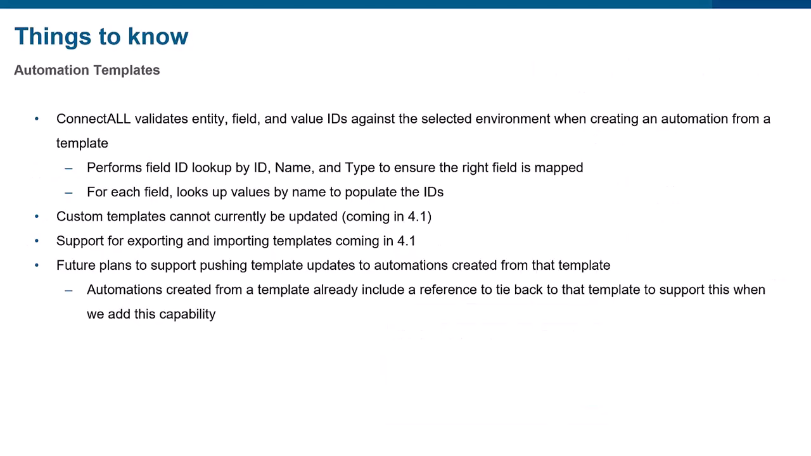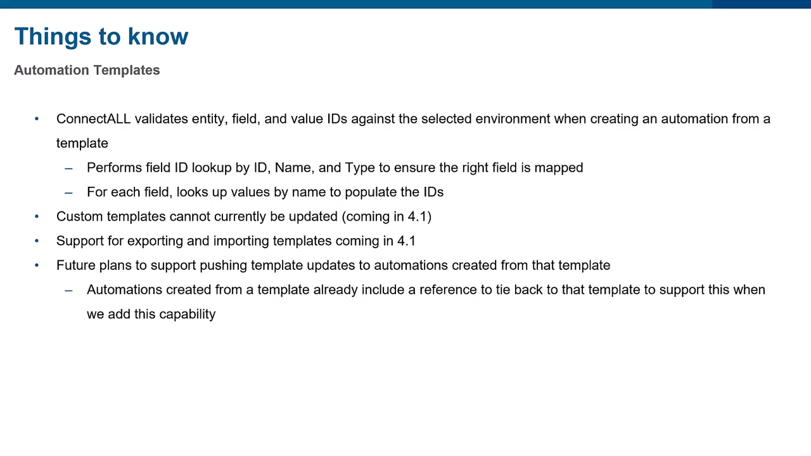Things to know: I just talked about validating the field and value IDs against the destination environment when you're creating that automation from a template. So this kind of reiterates what I was just talking about. Currently, custom templates are create only and cannot be updated. So that is something we're doing in 4.1, to be able to take an automation and push an update to a custom template. And the ability to export and import templates between environments is also coming in 4.1.